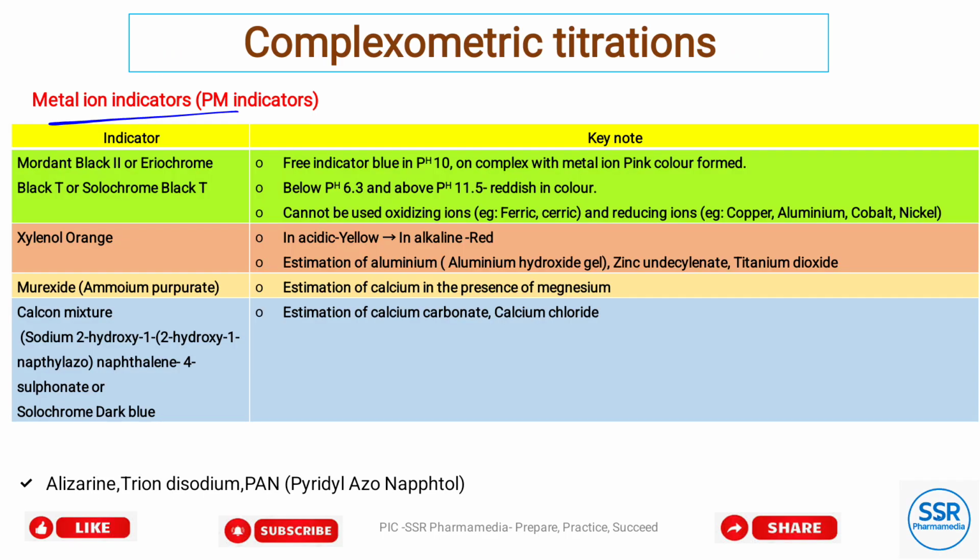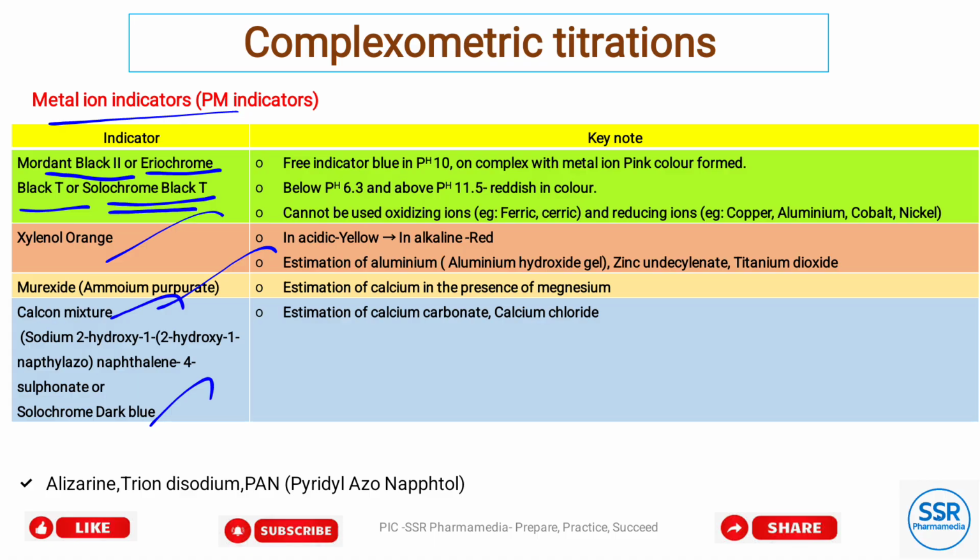And what is a metal ion indicator? It's a metal indicator. Examples include mordant black 2, eriochrome black T or solochrome black T. Another name of mordant black is solochrome black T. And xylenol orange. Murexide is an ammonium purpurate and calcon mixture. And finally solochrome dark blue. So these are all examples of indicators.